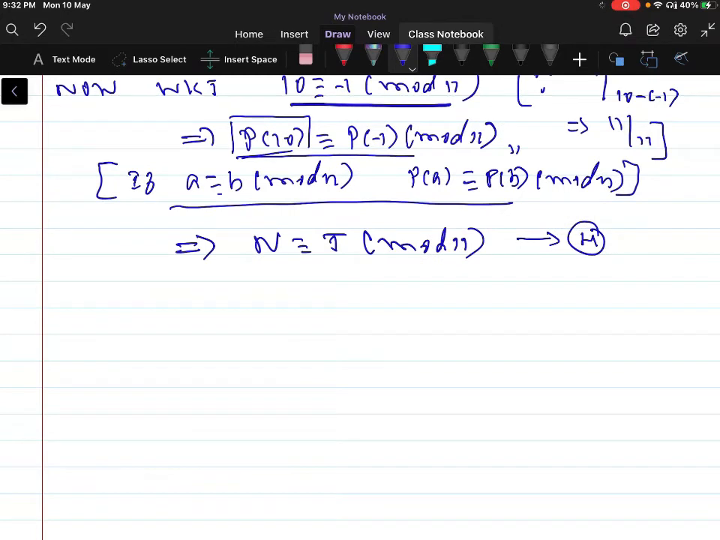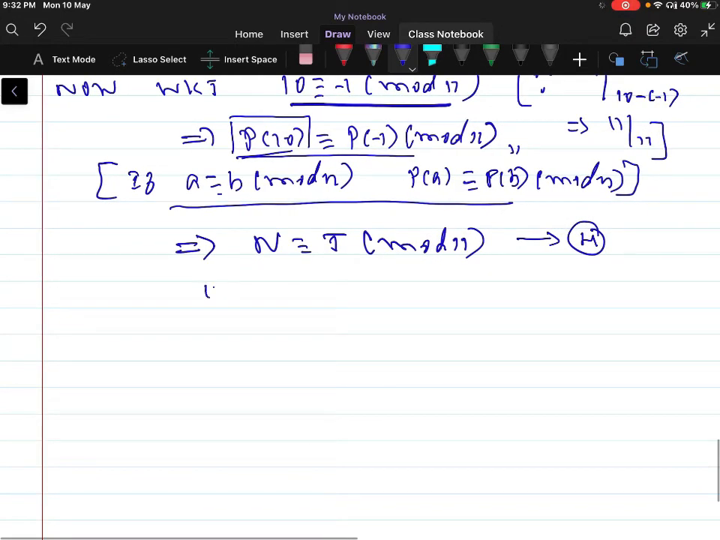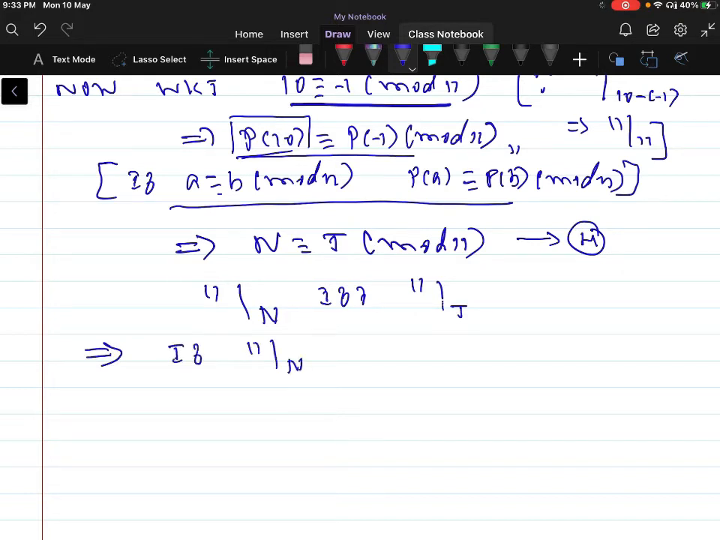So here we need to prove that 11 divides n if and only if 11 divides t. So let us move to the necessary part. If 11 divides n, then we prove that 11 divides t also.